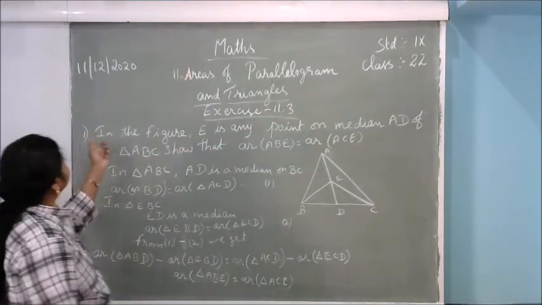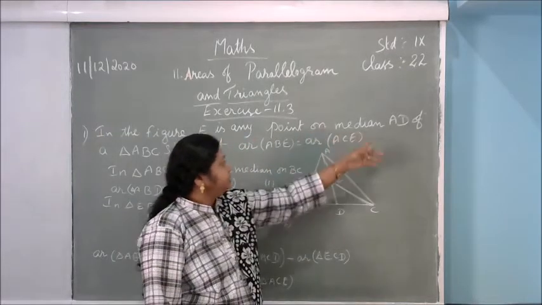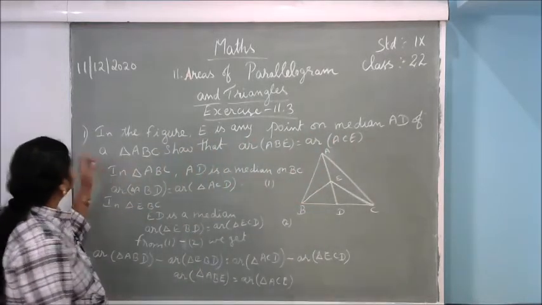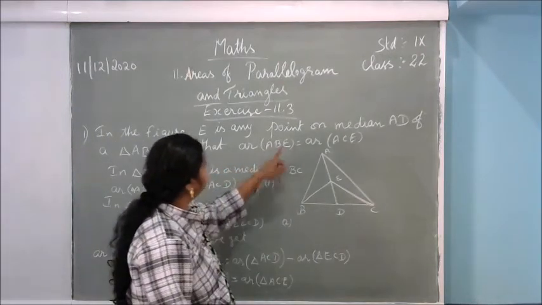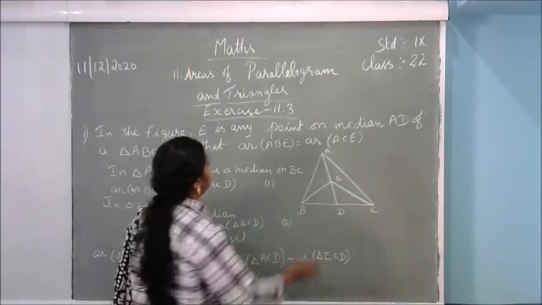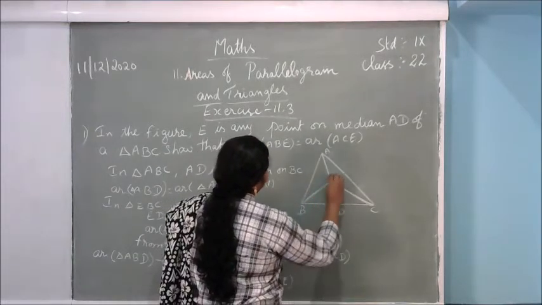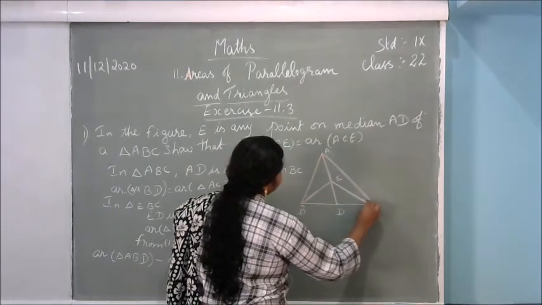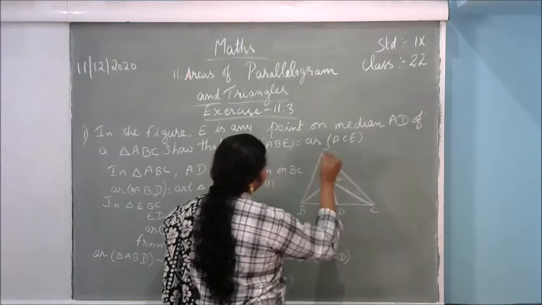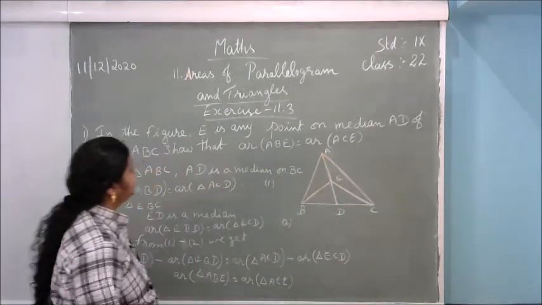The first sum is: in the figure, E is any point on the median AD of a triangle ABC. Show that area of ABE is equal to area of ACE. That means this triangle is equal to this triangle. You have to give the proof.